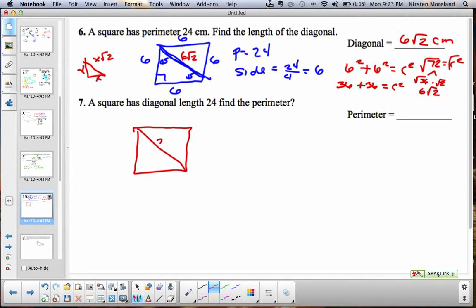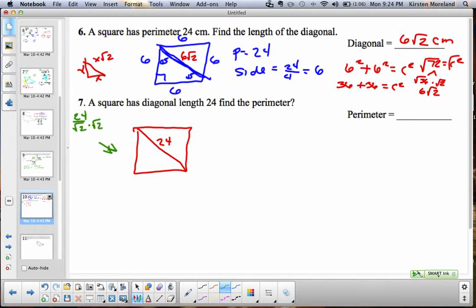All right, now this one's a little bit trickier. It says the diagonal is 24. So just remember, in a 45, 45, 90, the sides are x and x, and to get the hypotenuse, you times by the square root of 2. So the opposite is to go backwards and divide. So to get this side right here, or any of the sides really, I'm going to take 24 and divide it by the square root of 2.